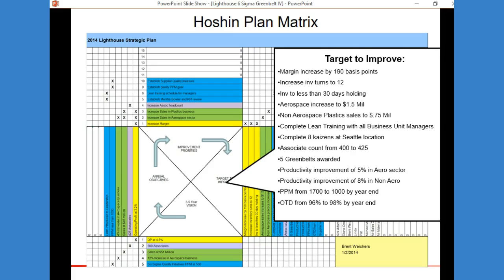How we're adding employees is pretty easy to measure. We just count. Everyone holds still for a few minutes and we count heads and come up with a number. So here's our target. These are the targets. Increasing margins is easy to measure. Increase our inventory turns. We're looking to have 5 Greenbelts awarded that year. So here's all of our targets and how we're going to measure them.